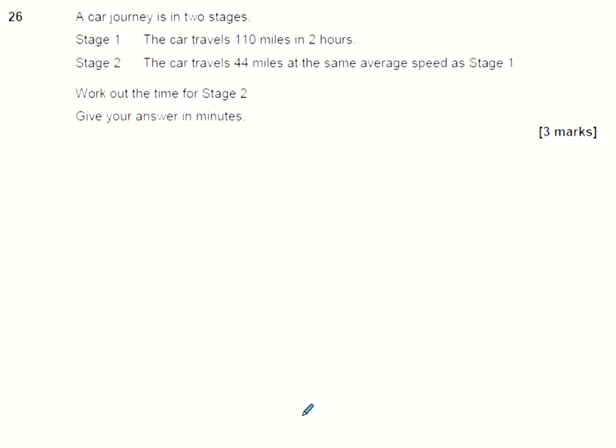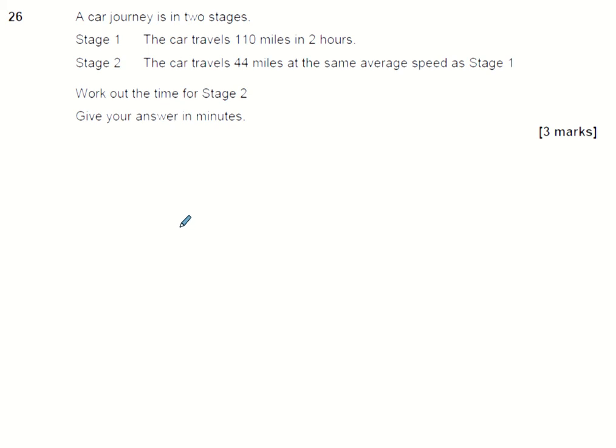Question 26. A car journey is in 2 stages. Stage 1, the car travels 110 miles in 2 hours. Stage 2, the car travels 44 miles at the same average speed as stage 1. Work out the time for stage 2. Give your answer in minutes.